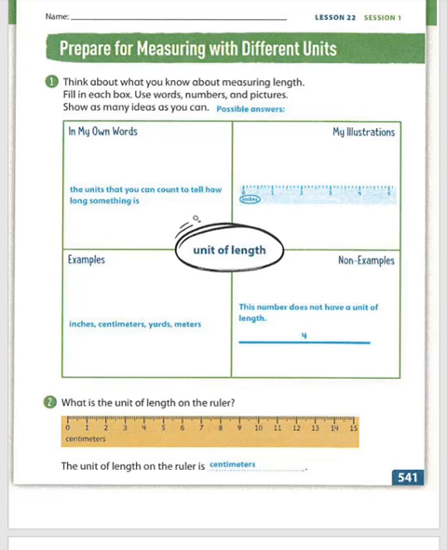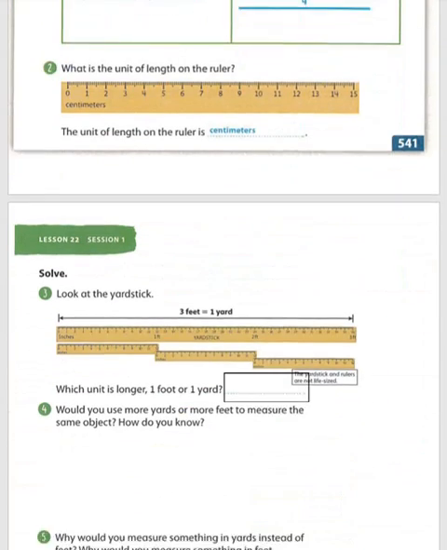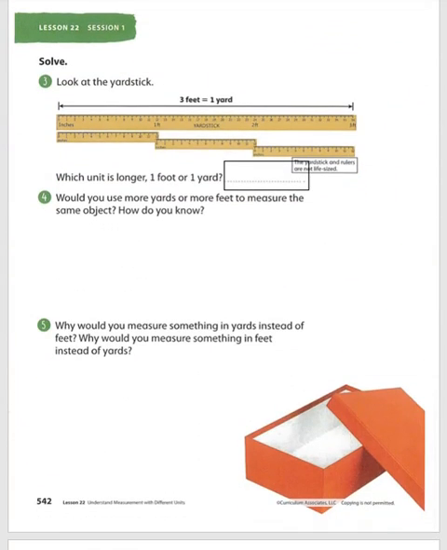Different ways that we can measure things are units of length. So the unit of length on this ruler is a what? Centimeter. You can write that down unless you don't want to. Centimeter. Okay? Move to the next page. Okay, look at the yardstick. Which unit is longer? 1 foot or 1 yard? Well, remember, we have how many feet in a yard? We have 3 feet in 1 yard.